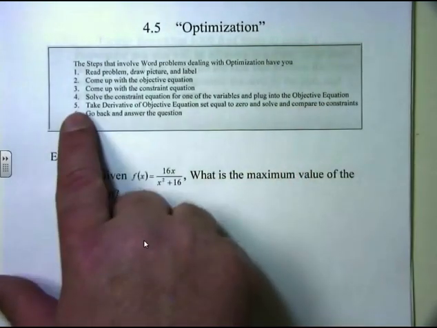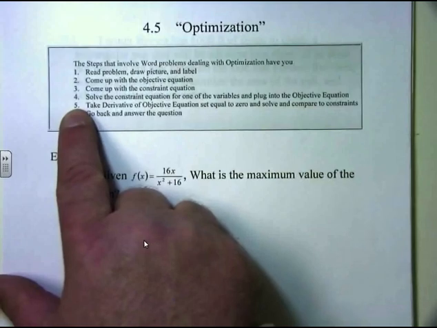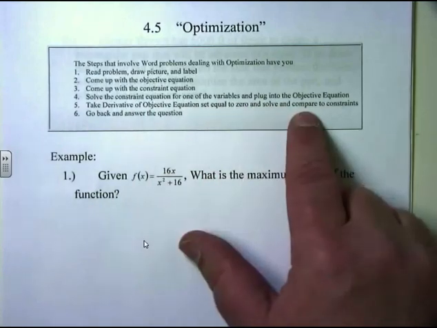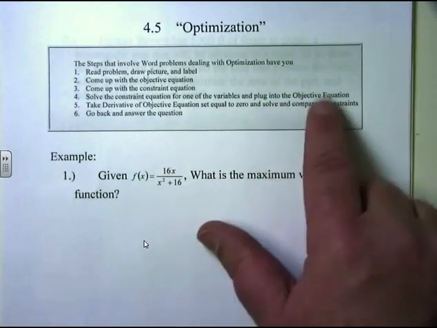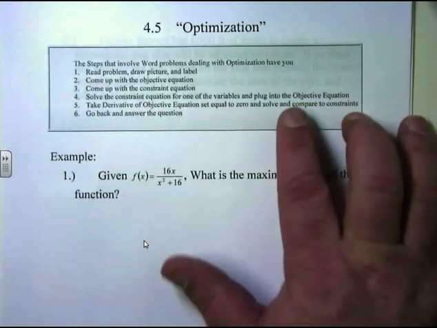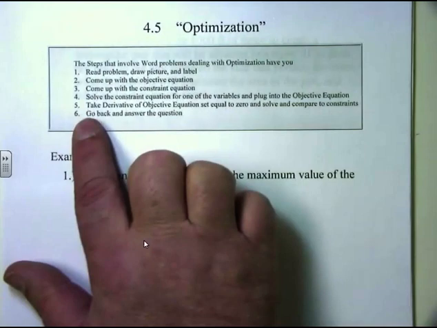Because step number 5, that's your money maker. Well, how do you maximize or minimize anything? You take the derivative of the objective equation, set it equal to 0, and solve, and compare it to the constraints. Now, keep those constraints in mind because they're the link between the x and y. And then the last thing you ever do to these word problems is go back and make sure you answer the question they ask.